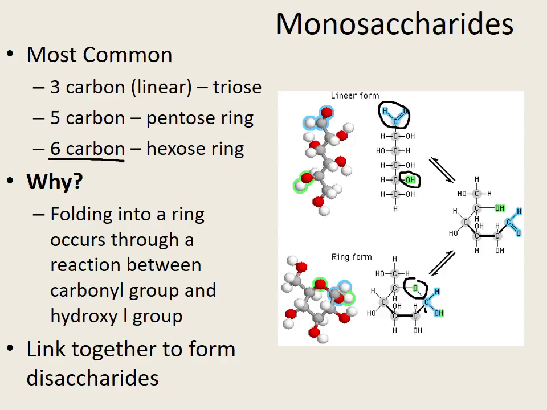So 1, 2, 3, 4, 5, and 6. I want you guys to always label the ring structure like that, only because when you try to identify a reaction, or maybe I'll have you guys draw a reaction on the test, I want you guys to start with number 1, because this is where the actual linkage between glucose molecules is going to occur.